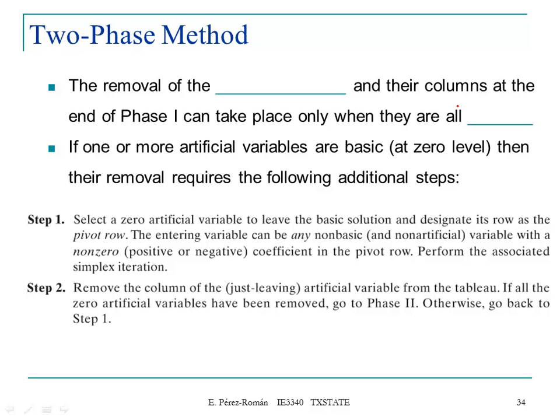Basically, you select a 0-level artificial variable to leave the basic solution and designate its row as the pivot row. Then the entering variable can be any non-basic, non-artificial variable with a non-zero, positive or negative value in the pivot row, and then you perform the simplex iteration. Once you are able to remove the artificial variable from the basic solution, then you can remove the columns and proceed with phase 2. And we're going to see that case in our lab in a couple of minutes.